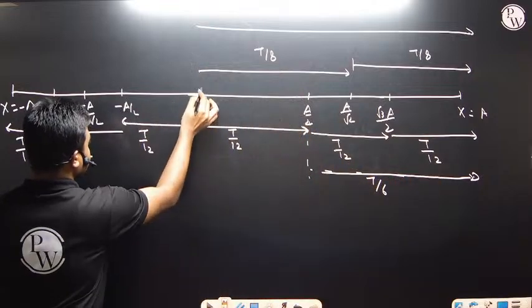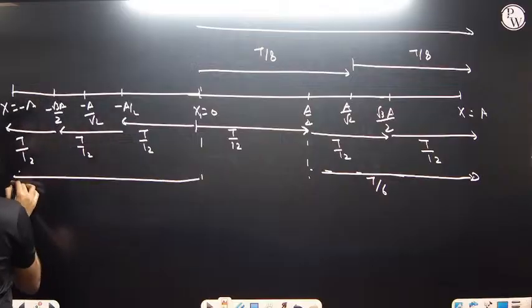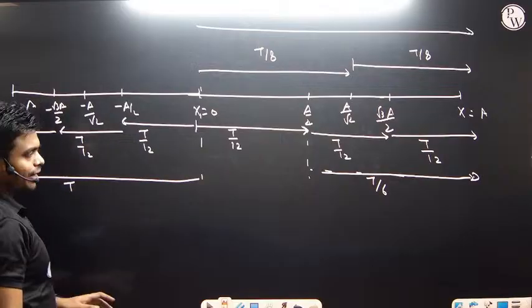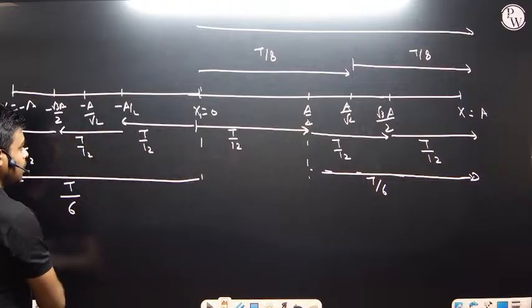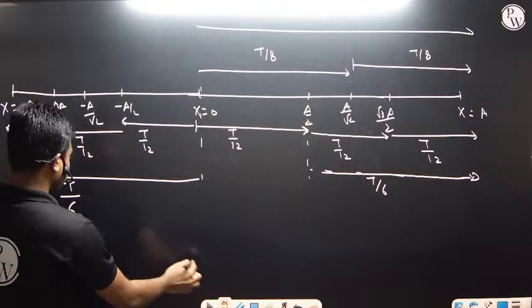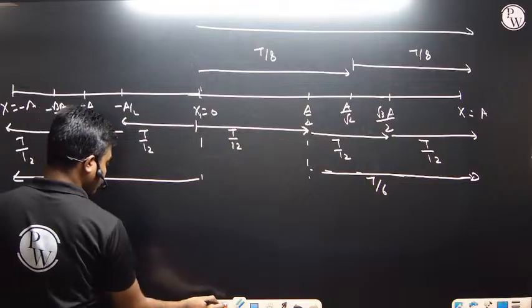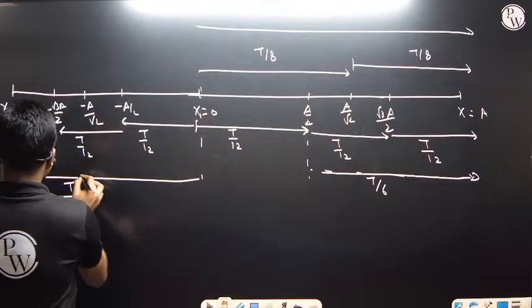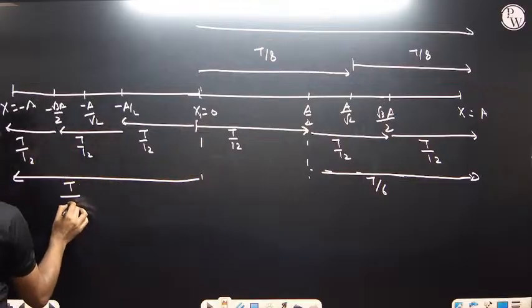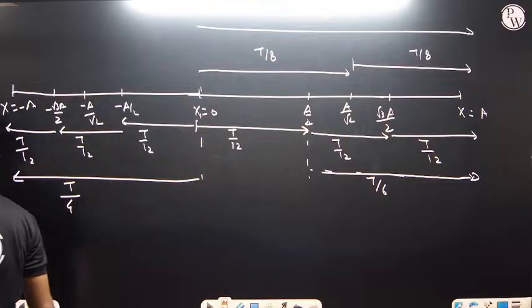X equals 0, any point you can calculate from here, and you can solve the questions in just minutes. This will be T by 6 if you know this particular. So this is T by 12, this is T by 4. X equals 0 to x equals A, this will be T by 4, right?